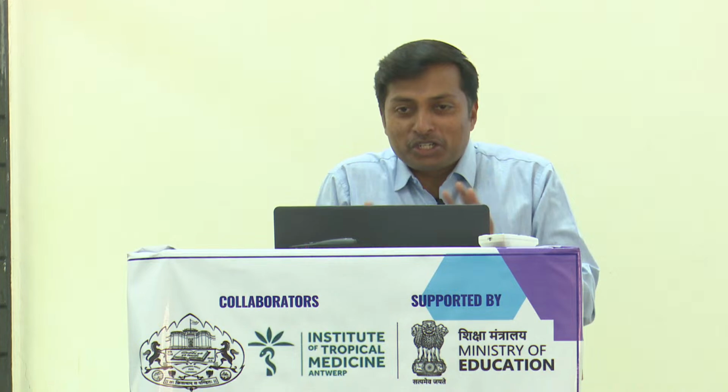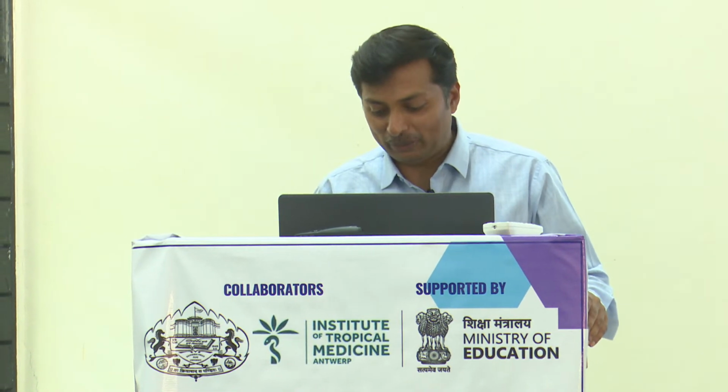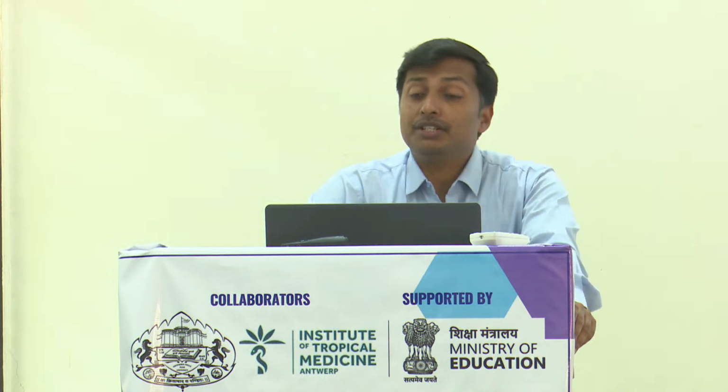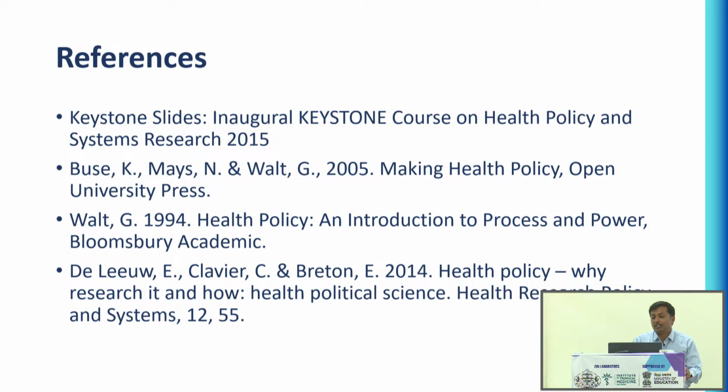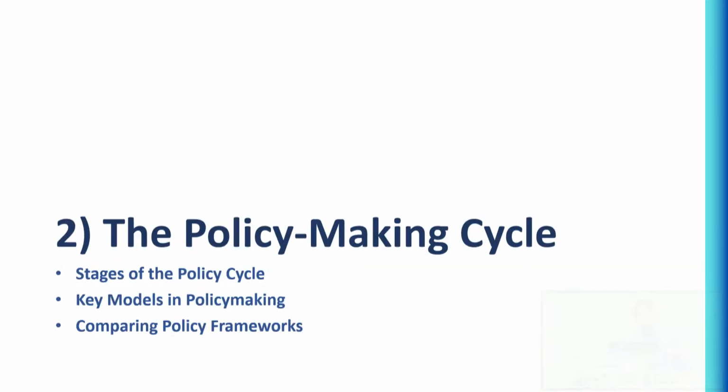If you don't have a health policy, a health system may survive as a structure, but its functions would be limited, and it won't function the way it was intended to. Remember, defining healthcare policy in a clear and universally accepted manner remains a significant challenge. But to put it in simple words, it is a purposive course of action, or it could be a product of political influence, a decision with a purpose, a bundle of decisions, and a collection of ideas. Okay, some references. Let's move on to the policy making cycle.